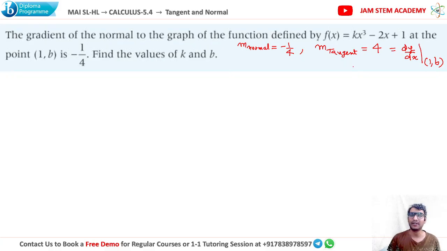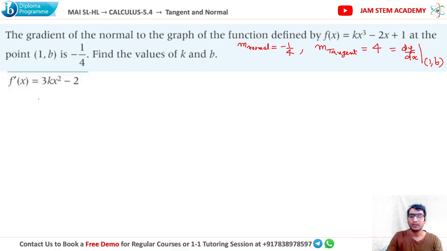And I will use that particular value of k because our curve must pass through this point 1 comma b, so I can get the value of b. I'll show you how. So first let's start with using this slope condition. We can find the derivative of f(x) equal to kx cubed minus 2x plus 1, which is f prime equal to 3k x squared minus 2.